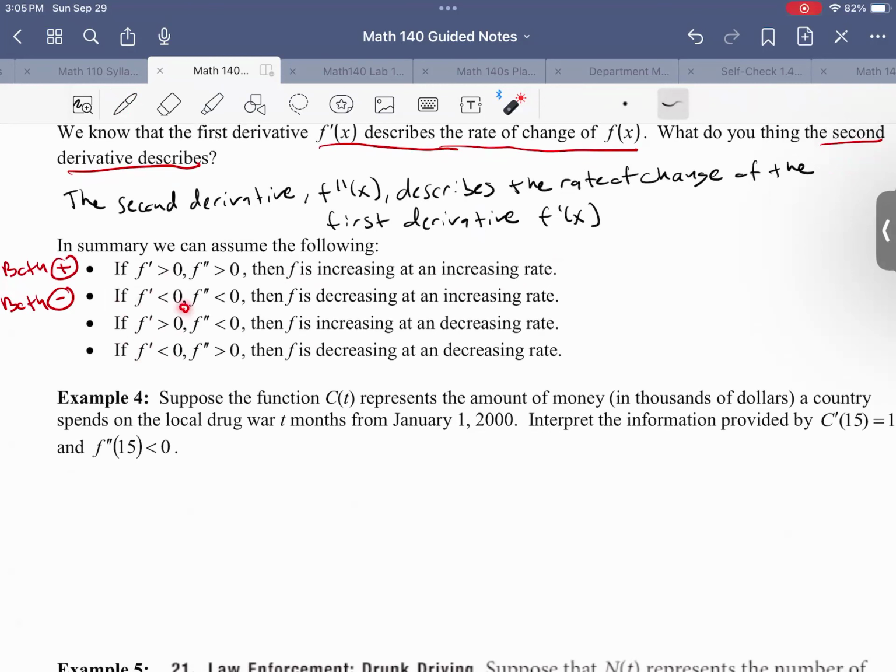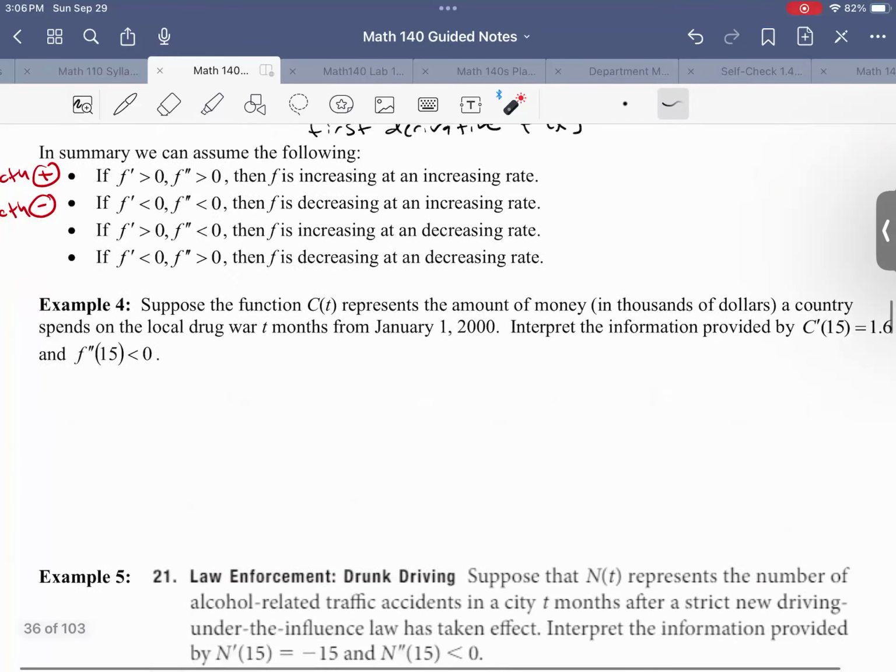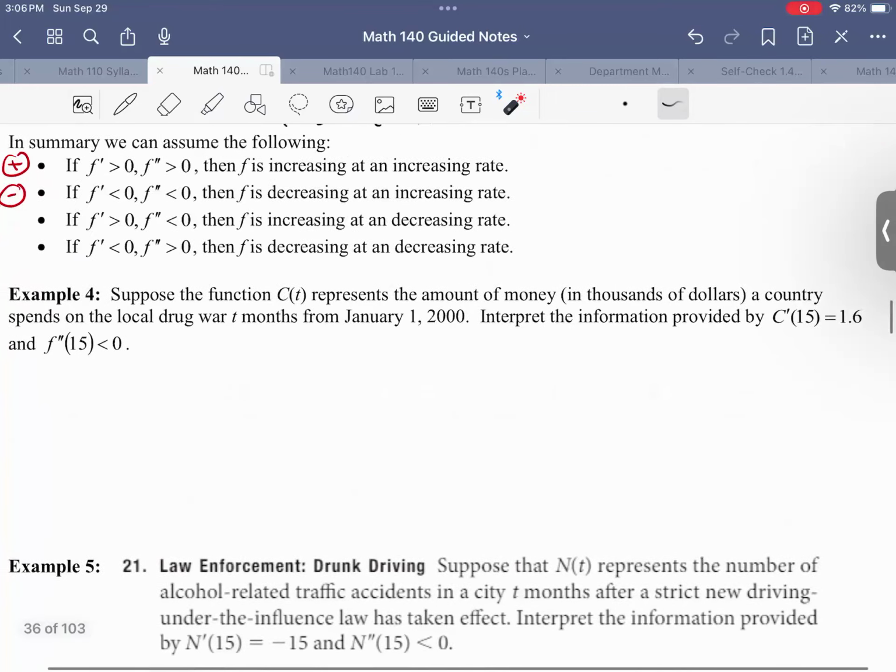What if your first derivative is positive and your second derivative is negative? Then since your first derivative is positive, you are increasing, but since your second derivative is negative, it's at a decreasing rate. And what if it's the opposite? Your first derivative is negative and your second derivative is positive. Well, then you're decreasing, but at a decreasing rate. Your decrease is slowing down. Okay. So with that in mind, let's go ahead and check out some application problems with these derivatives.